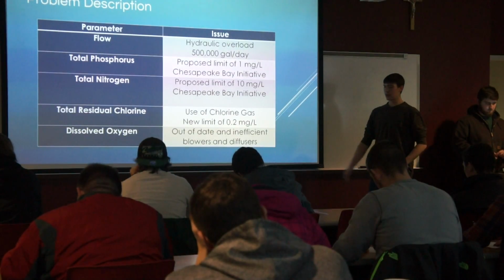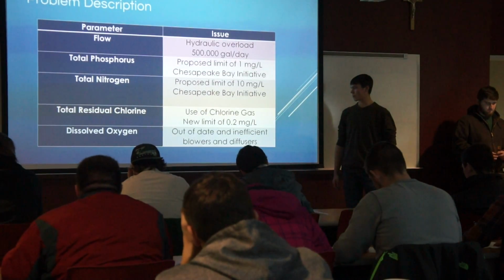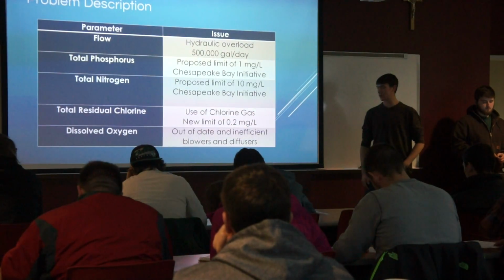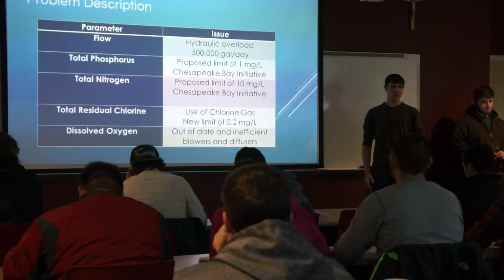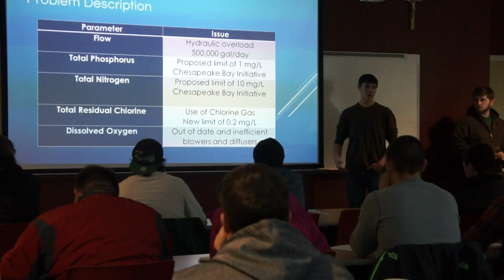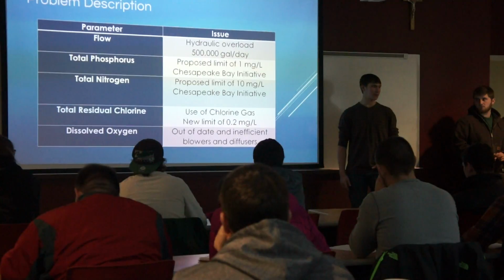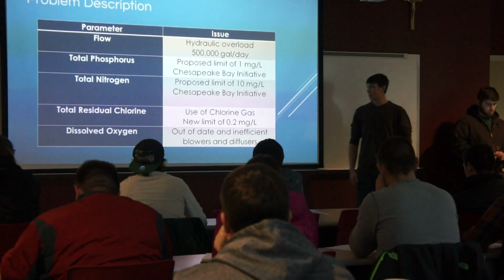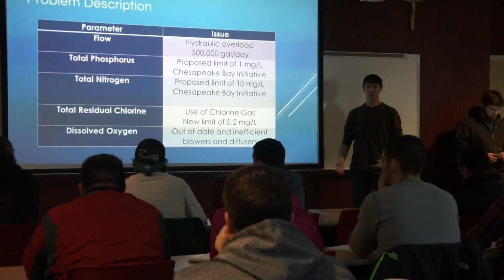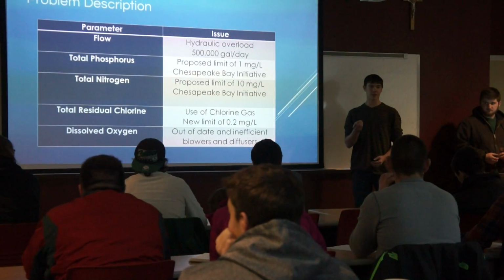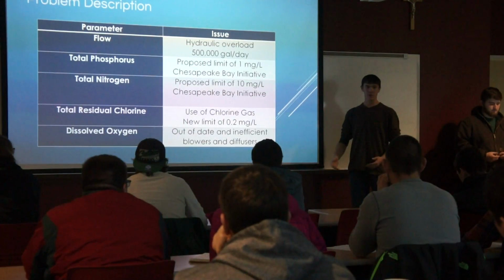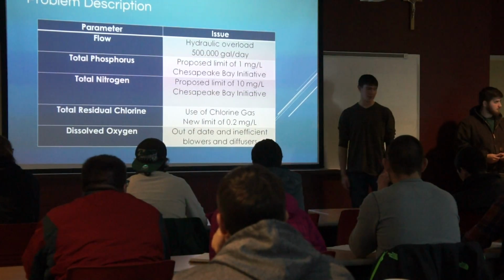And then the plant also, as Glenn was saying, uses chlorine. There's a new incoming limit for chlorine, I believe this summer, of 0.2 milligrams per liter. This can be met with the current system, but it will be costly. But more importantly, with the chlorine system, it's hazardous to the operators and potentially to everybody on campus if something would go wrong. And then lastly, we're having a little bit of dissolved oxygen problems. The blowers and diffusers, if you don't know the diffusers, that's just a little nozzle that blows bubbles into the aeration basin. They're old, they're broken, they don't work very well, so they need replaced.